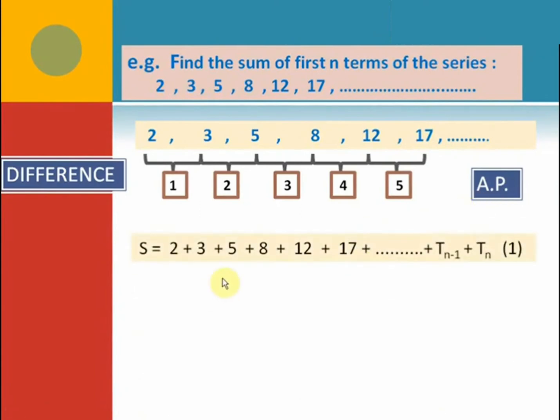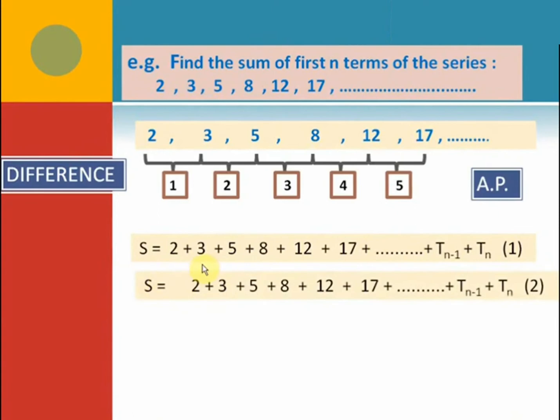Now what we do is we write S equal to 2 plus 3 plus 5 plus 8 plus 12 and so on up to Tn minus 1 plus Tn. Let us say that this is equation number 1. Again we write S equal to, we begin from this term, 2 plus 3 plus 5 plus 8 plus 12 and so on up to Tn minus 1 plus Tn, such that 2 coincides with 3, 3 coincides with 5, 5 coincides with 8 and so on, so that Tn minus 1 would coincide with Tn of the first equation. And what we do next is we subtract both these equations.